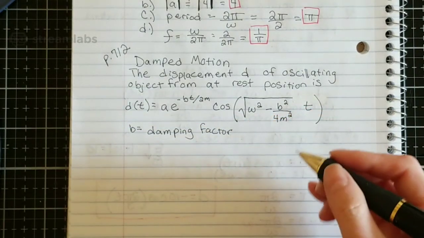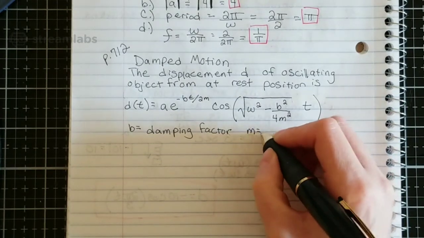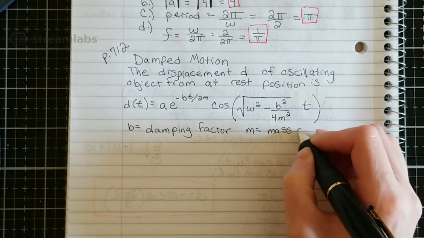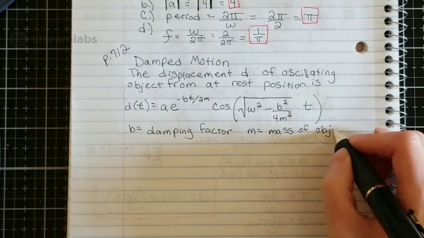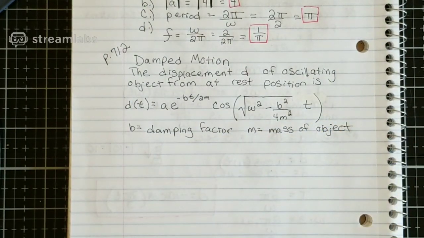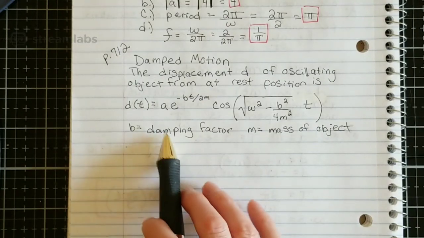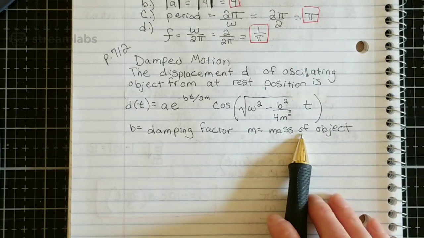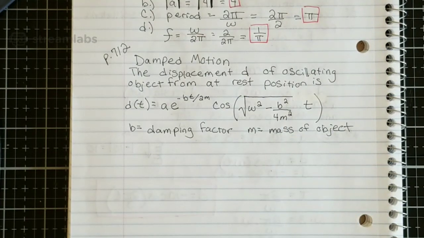M is the mass of the object. All right, they're saying the absolute value of A is the displacement at time t equals 0. 2 pi over W is the period. All of that's still the same, so I'm not going to bother writing that down. I think the only new things are the dampening factor and the mass of the object. So I think that's the only new stuff right there.